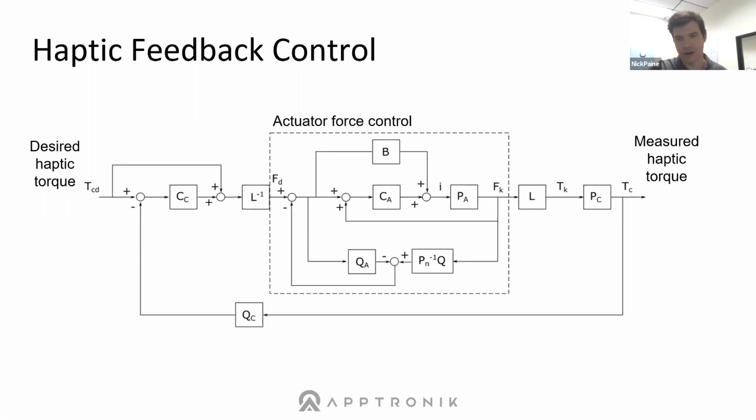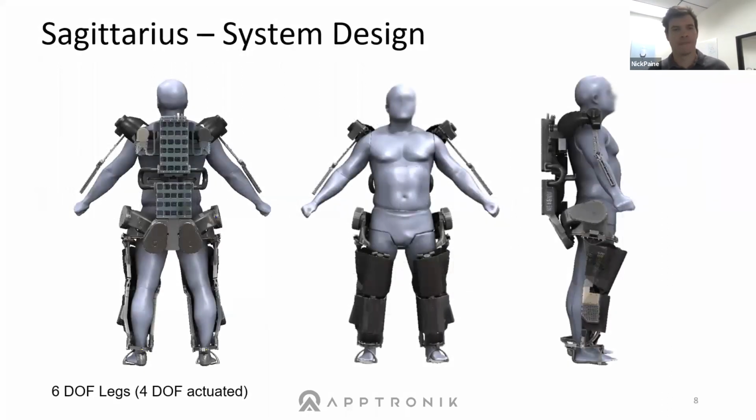Tau C in this diagram is that haptic measured cuff torque. And that signal passes through a low pass filter and then goes into a compensator that's shown here as CC. That compensator is trying to get the measured cuff torque to track a desired cuff torque. The desired cuff torque in this application is almost always zero. We want to have zero interaction force between the human and the system. But for other applications, you could have non-zero forces such as rehabilitation applications. So that's kind of the control philosophy behind the system.